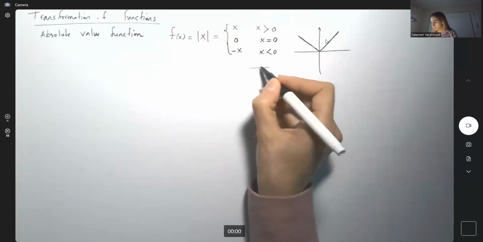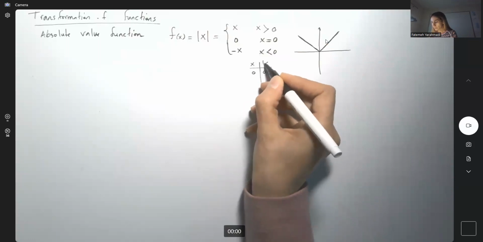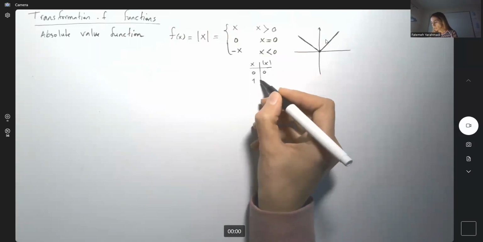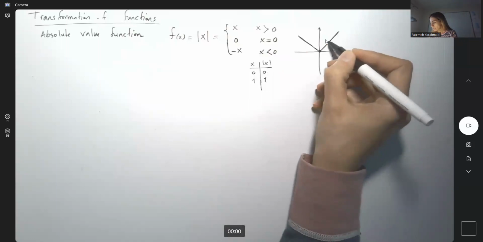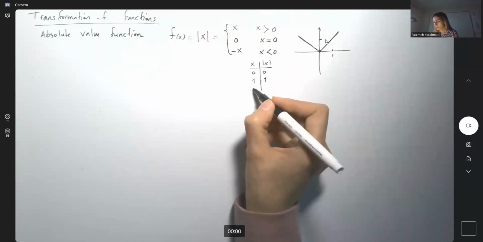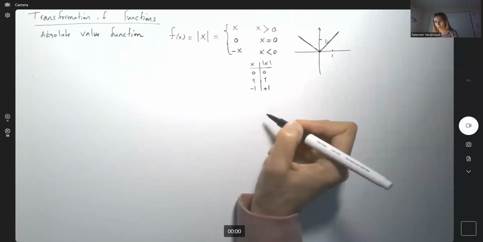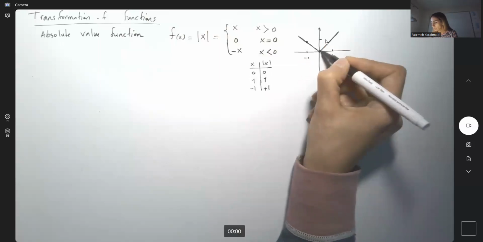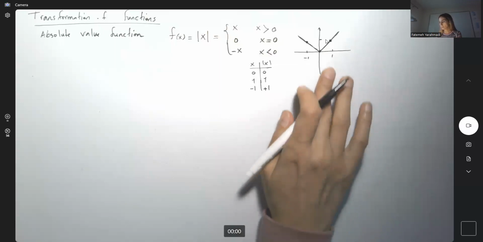So if x is 0, my absolute value of x is 0 at this point. If x is positive 1, absolute value of 1 is 1. So that's why at 1, I have 1. And if x is, for example, negative 1, I get minus 1, which is plus 1. So at negative 1, I have 1. So I connect these points together and I have a V-shaped graph.